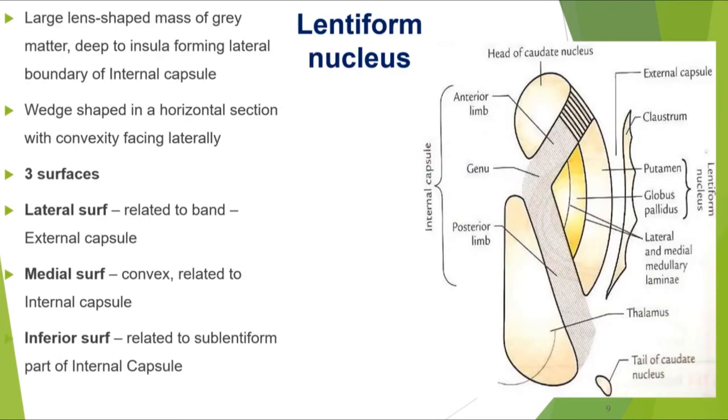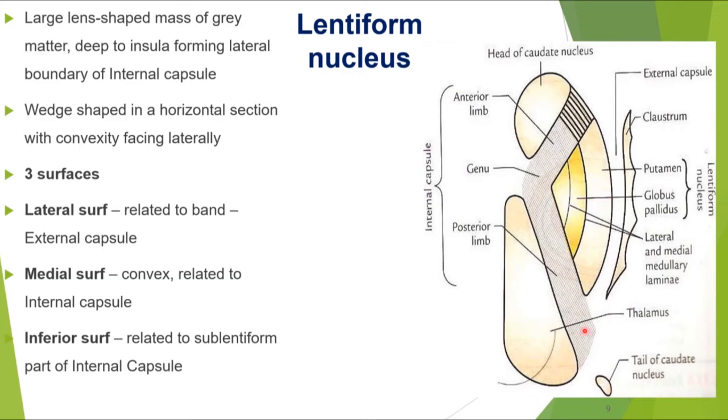Moving on to the lentiform nucleus, let's have a look at the picture here. So this is a horizontal section of the cerebral hemisphere in which you can make out the lentiform nucleus here, head of the caudate nucleus, the thalamus, and the internal capsule here.